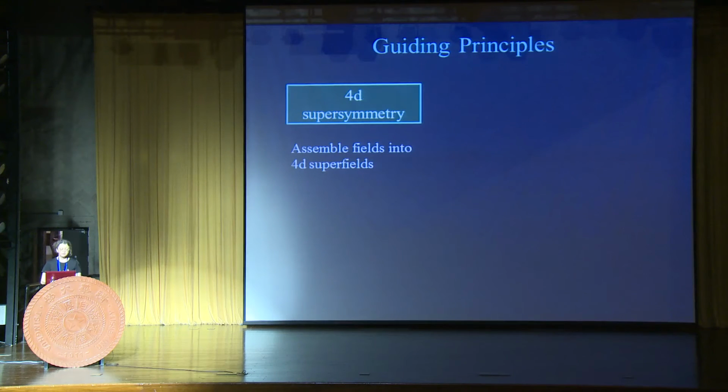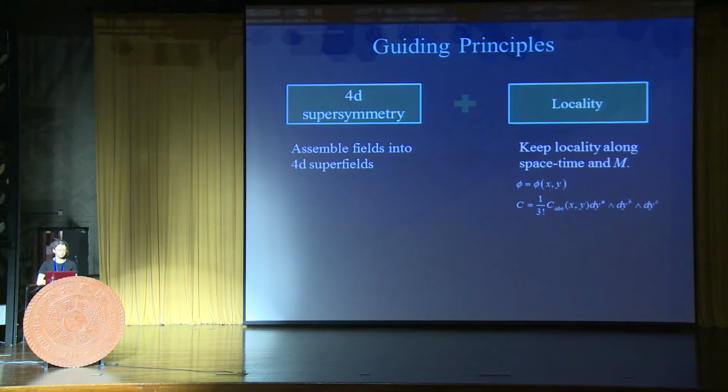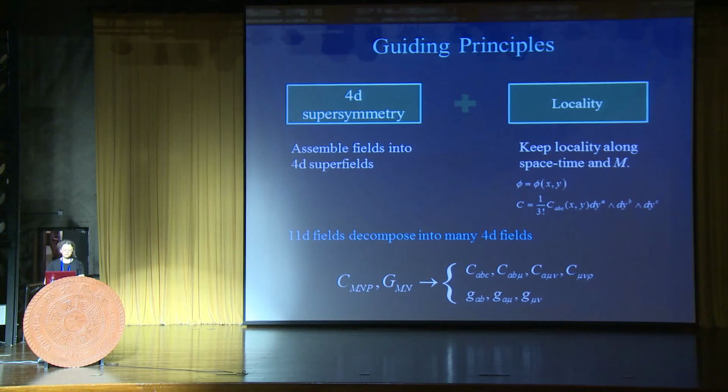So the first one will be four-dimensional supersymmetry. So we will assemble all fields into four-dimensional superfields. And locality, so we will keep locality along spacetime, that's obvious, but also along M, this seven-dimensional space, by letting fields be functions of forms on this internal manifold. So 11-dimensional fields then decompose into many four-dimensional fields. We can have scalars, vectors, and antisymmetric tensors, being two-forms. So all possible. From the four-dimensional point of view, the system is very complicated.